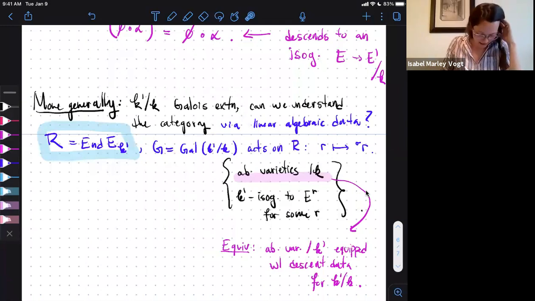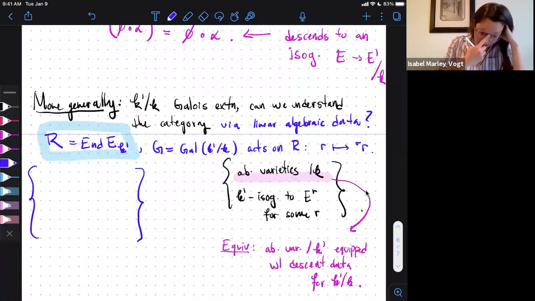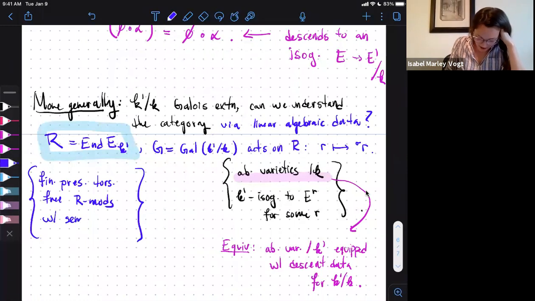So thinking about it that way, it's not very surprising that a pretty good guess for the linear algebraic data would be finitely presented torsion-free R modules with a semi-linear G action.